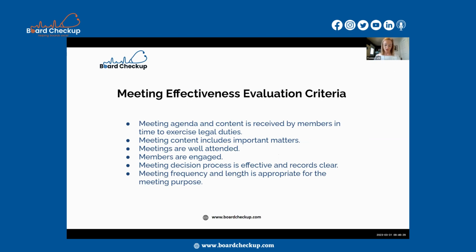I'm going to share some of the criteria that are included in our evaluation of performance. So around the meeting agenda and content, when it's received, the timing of that. There's a bunch of issues in the text that you can look at that are assessed. I just sort of summarized them here. Around the content, does it include important matters about meeting attendance and engagement, and the decision process and the decisions themselves and records, and the frequency of meetings and the length of them. So these are all sort of indicators, again, going back to those issues.